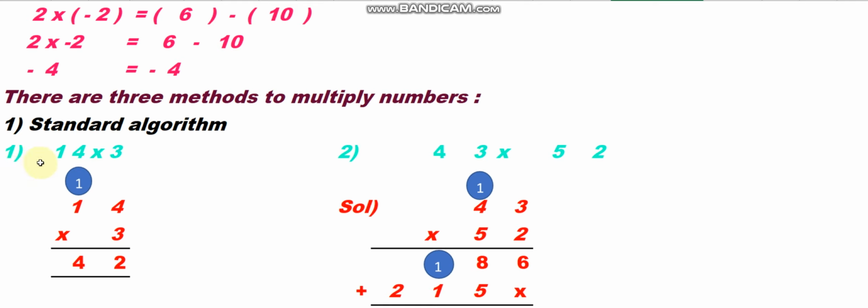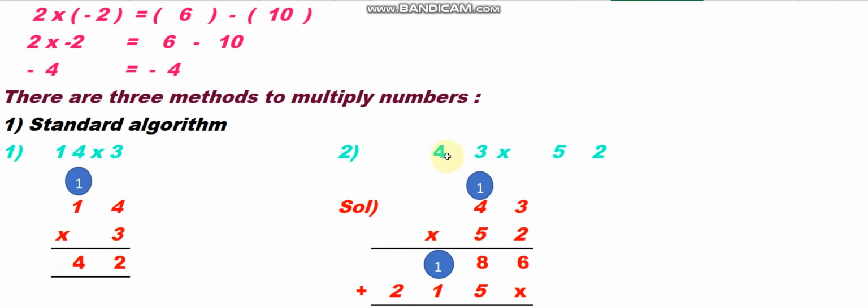You know the standard algorithm. 14 into 3. By 3 you should multiply the 14. Here 14 is called the multiplicand, 3 is called the multiplier. By the multiplier you should multiply every digit in the multiplicand. Already you know the answer of the multiplication is called the product. Now 3 fours are 12. By 3 you multiply 4 and 1. First you start from the ones column, then the tens column. 3 fours are 12, 2 here, 1 carry. 3 ones are 3, 3 plus 1 is 4. 42.